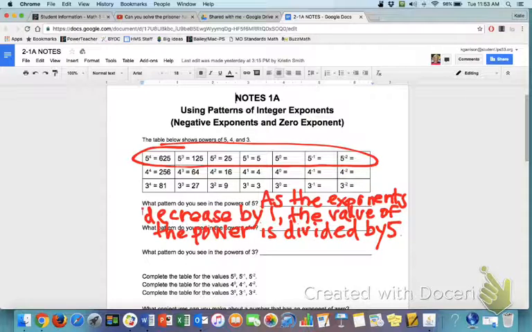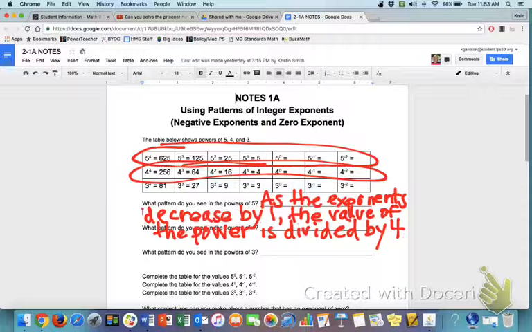Okay, so what pattern do you see in the powers of 4? I hope what you guys see is as the exponents decrease by 1, the value of the power this time is not divided by 5. If we're not looking at the 5s this time, now we're looking at the 4s instead. Each one is divided by 4. Okay, so knowing that, you should predict what the next question is.